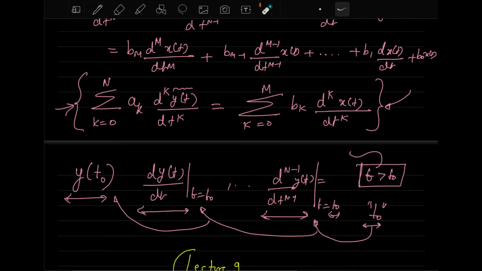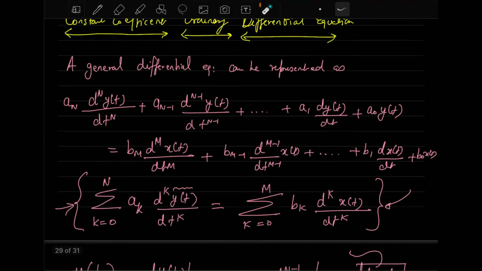So at time t equal to 0, or time t equal to t0, let us say, you will be putting some conditions on this differential equation in order to get the unique solution y(t), which is given over here. And note that the general time t will be greater than t0, because t0 is taken as the initial condition here. In this way, you will solve the differential equations which we saw earlier.